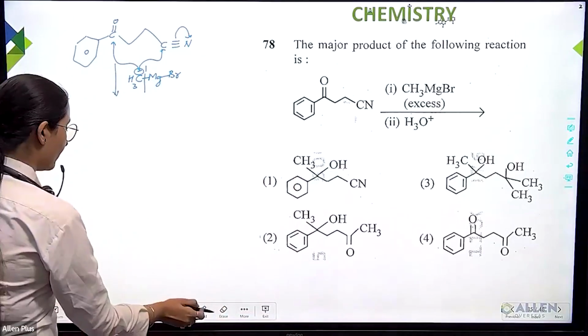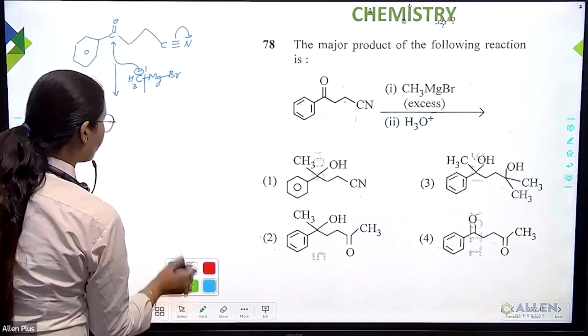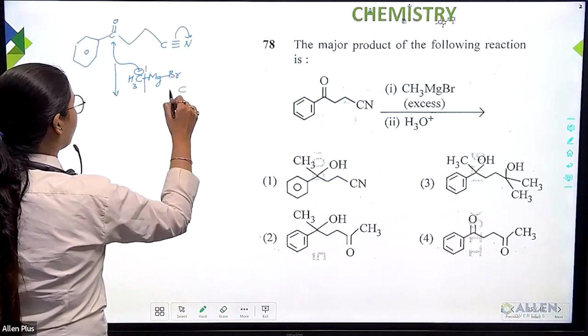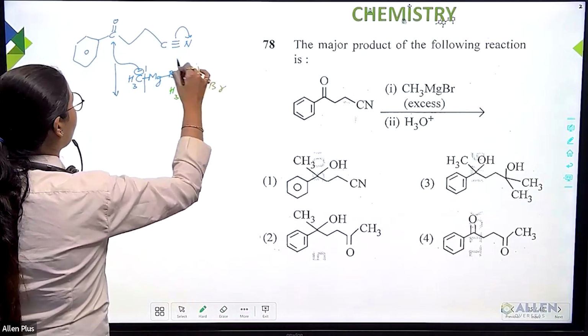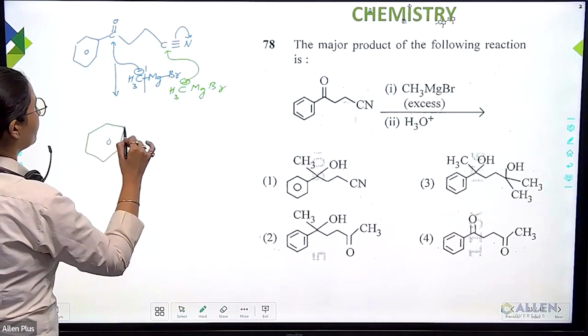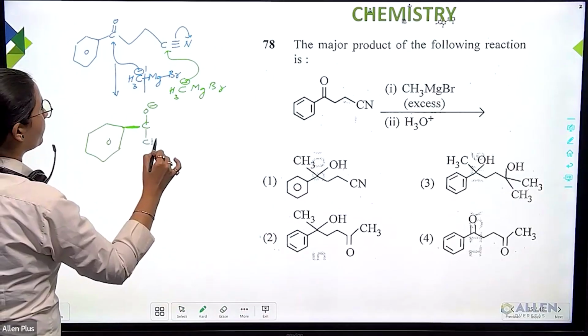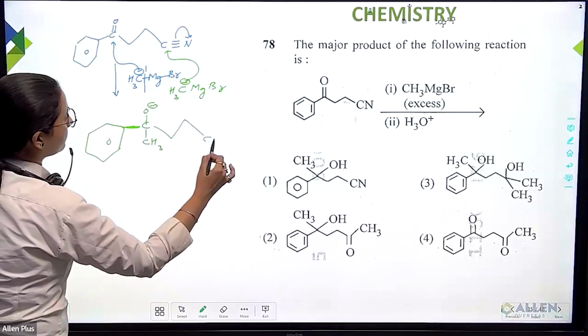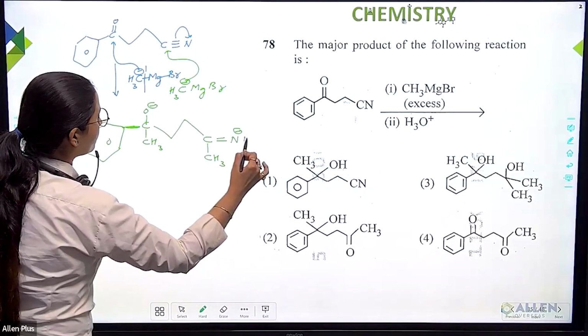Correct? So when this attacks, what is formed? One more unit. Okay, I'll write one more. This will attack here and this bond shifts on N. What we get? We get CO minus. Methyl group here, C attached to CH3. Double bond N minus MgBr.